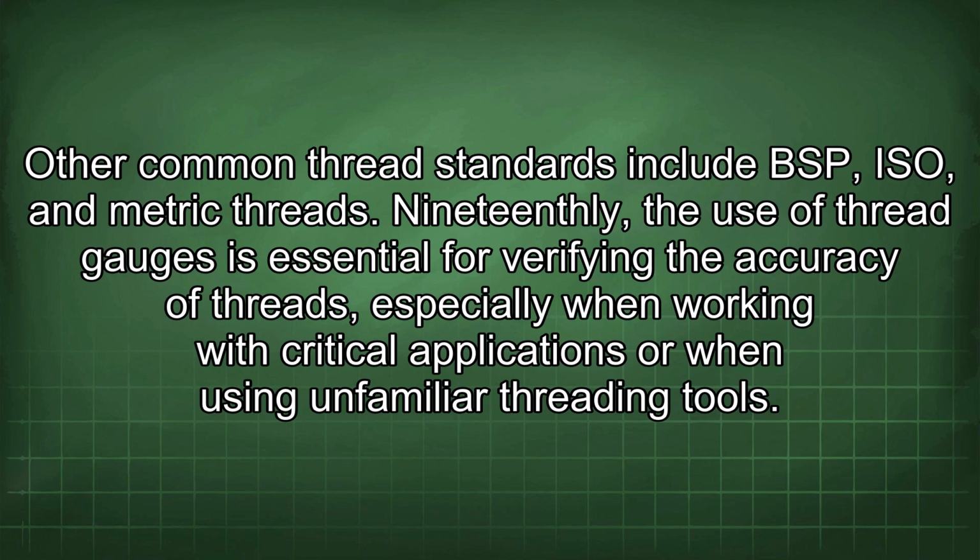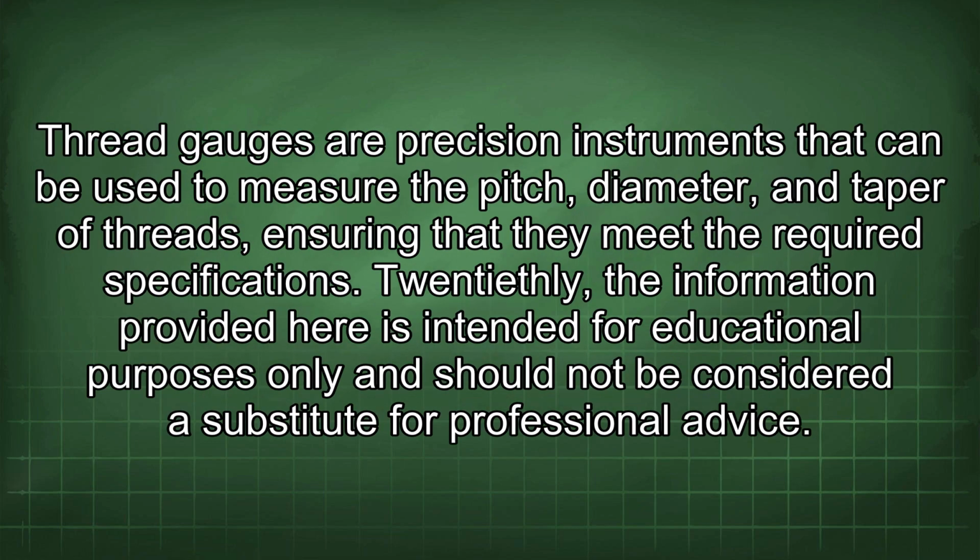Other common thread standards include BSP, ISO, and metric threads. Nineteenthly, the use of thread gauges is essential for verifying the accuracy of threads, especially when working with critical applications or when using unfamiliar threading tools. Thread gauges are precision instruments that can be used to measure the pitch, diameter, and taper of threads, ensuring that they meet the required specifications.